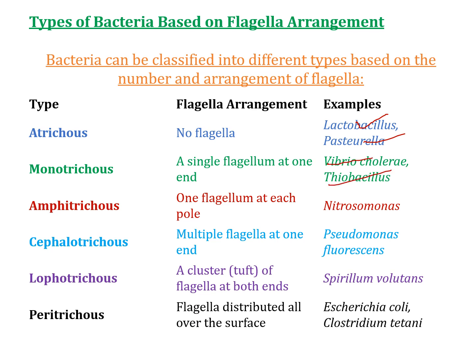Amphitrichous, one flagellum at each pole. Okay, Nitrosomonas. Cephalotrichous, multiple flagella at one end. Pseudomonas fluorescens, this is an example of bacteria. Lophotrichous, cluster of flagella at both ends. Spirulina volutans, example of bacteria. Peritrichous. Okay, so flagella distributed all over the surface. Escherichia coli, Clostridium tetani. Now we see this with the structure of flagella with bacteria.